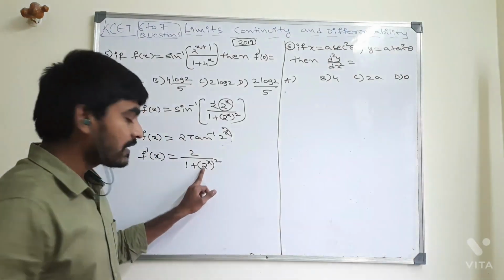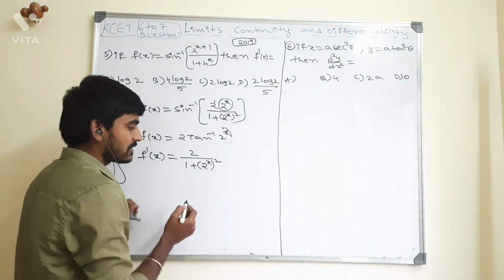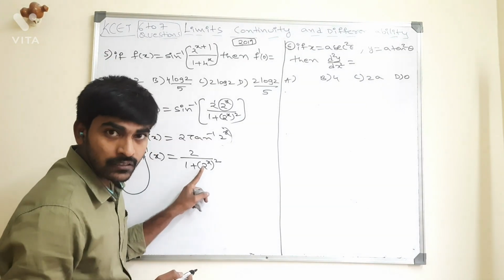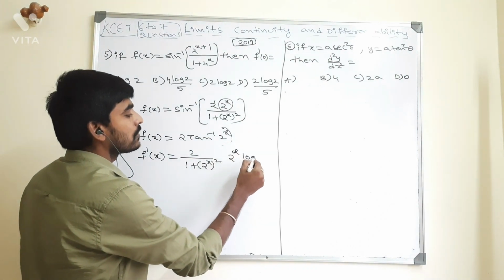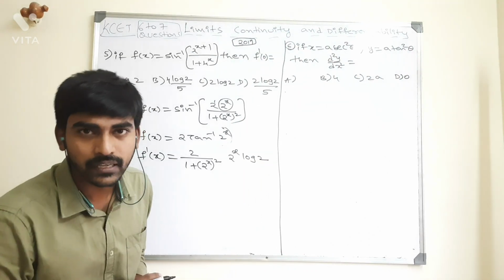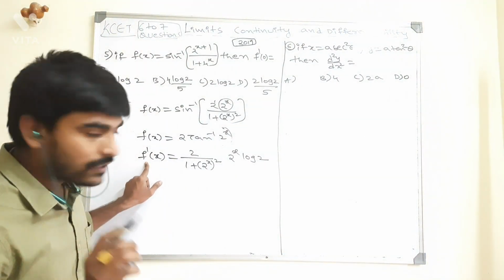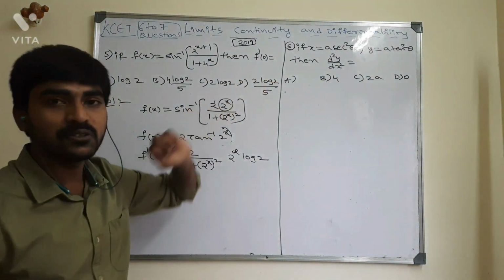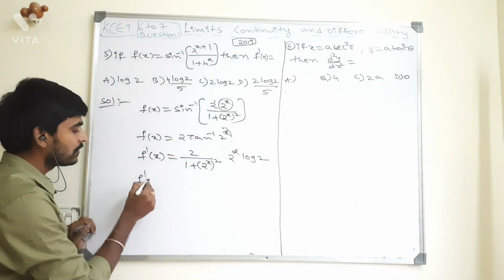you understood my point, right? If it is not x, again we should do the differentiation. Now 2 power x derivative. Derivative of 2 power x is what? 2 power x into log 2. Right? But they are not asking me to find f dash of x. What they are asking us to find is f dash of 0. F dash of 0 is easy only, no?